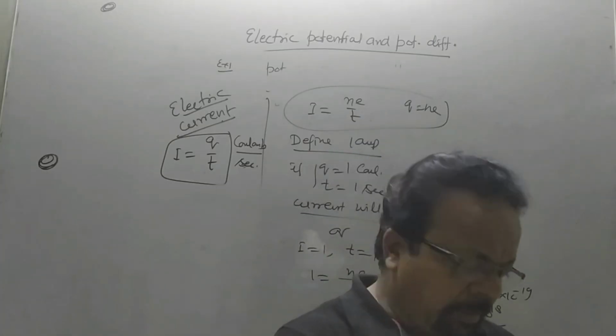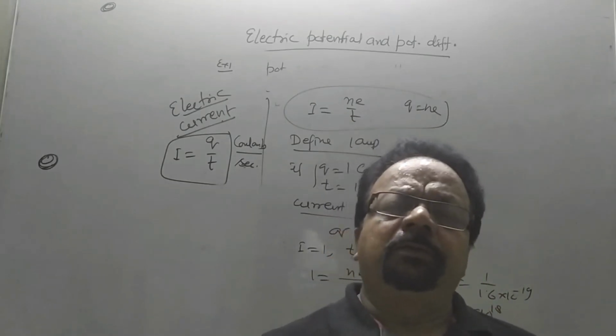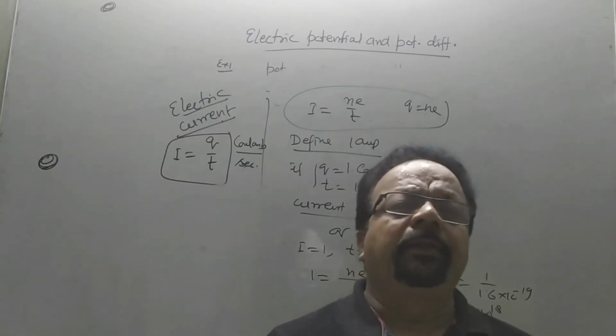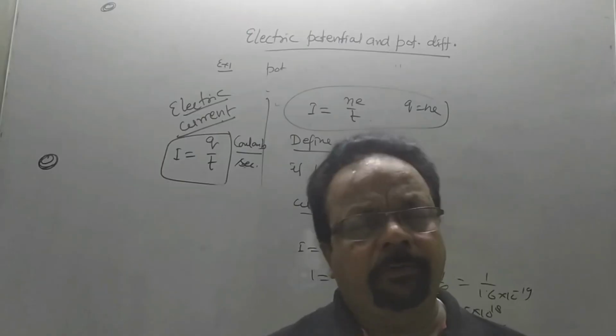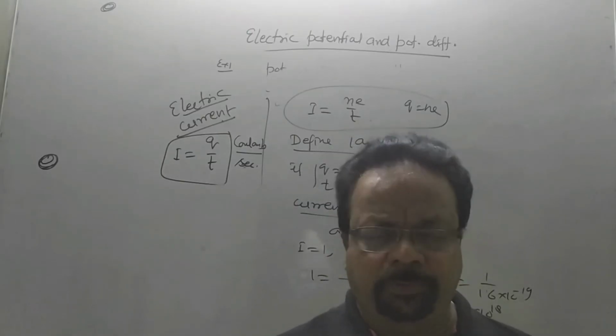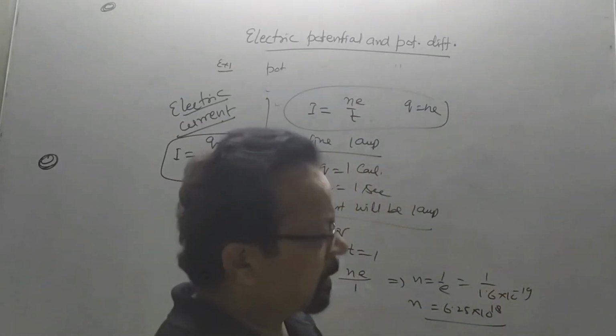In conductors, current flows due to the motion of free electrons. In semiconductors, current flows due to the motion of electrons and holes. About holes, you will study in the next class.